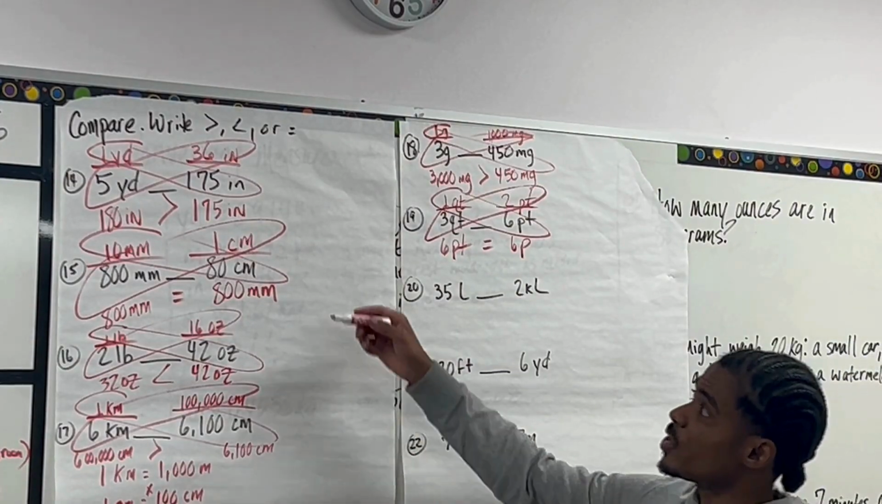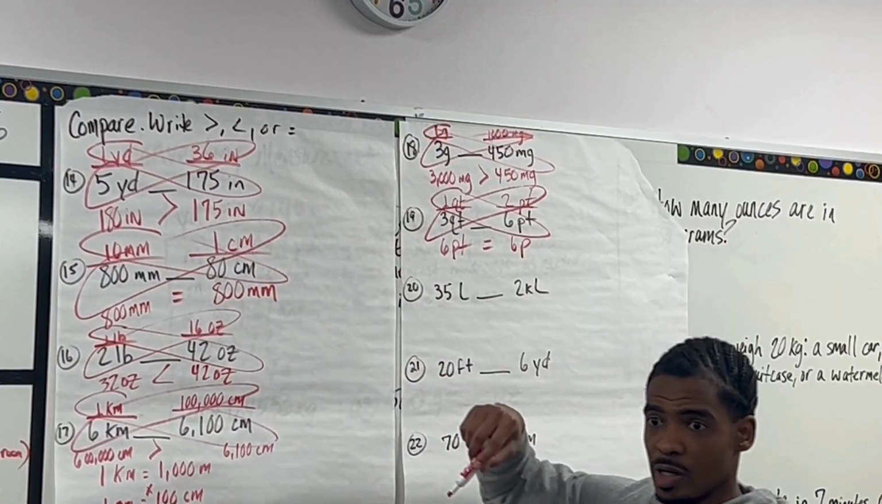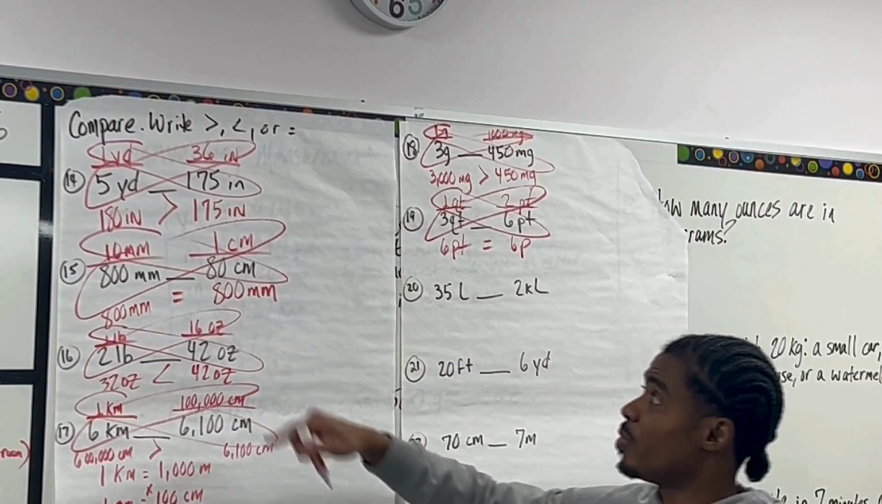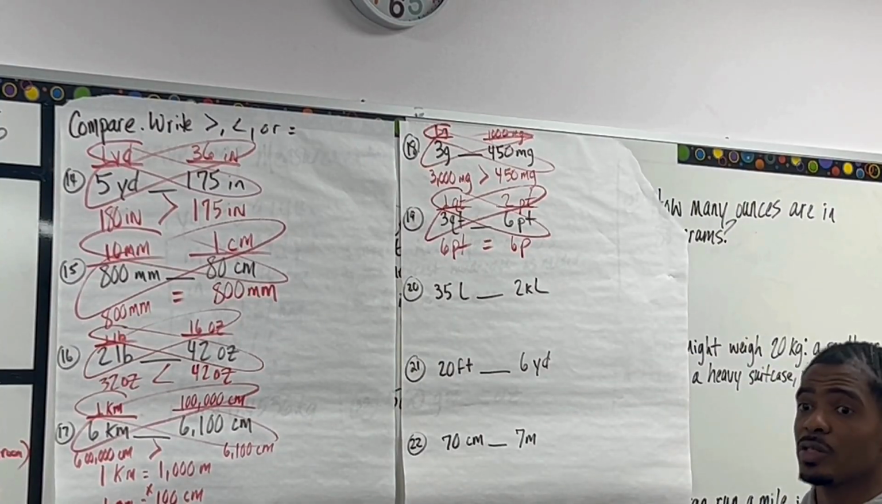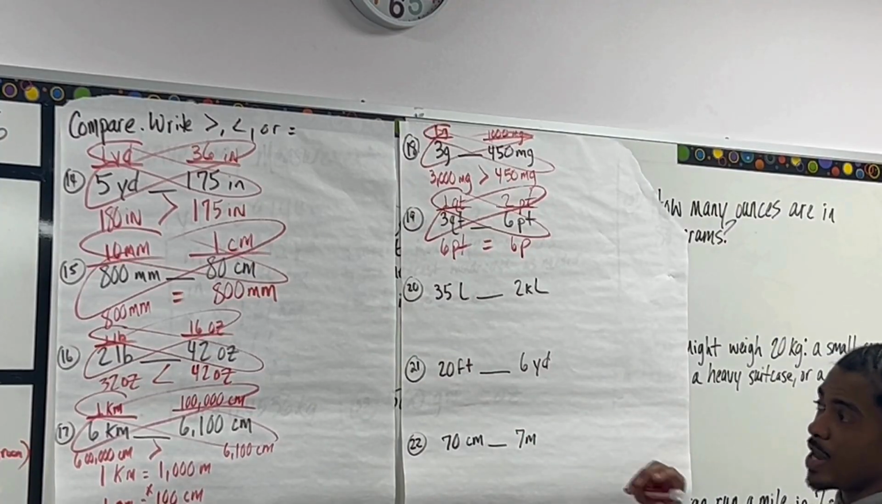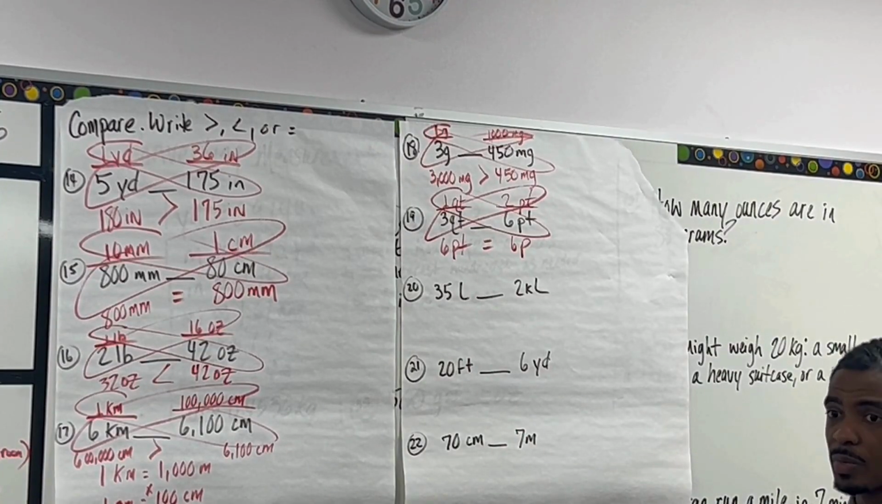So if you notice, each one I'm going to the smallest unit of measure. So if I'm dealing with feet and inches, inches is smaller. So we deal in inches. I'm dealing with millimeters and centimeters, millimeters is smaller. So we basically took our larger unit of measure and made it equivalent to our smaller unit of measure.